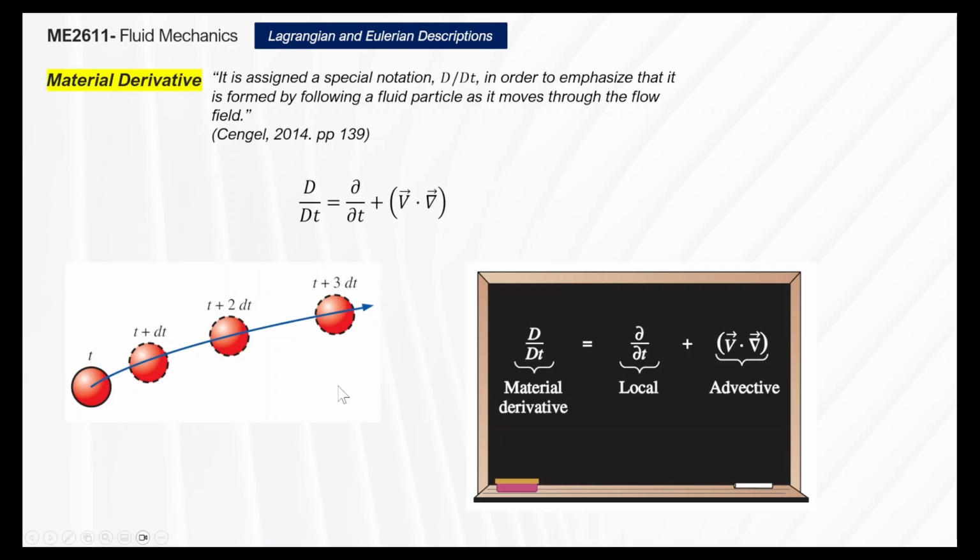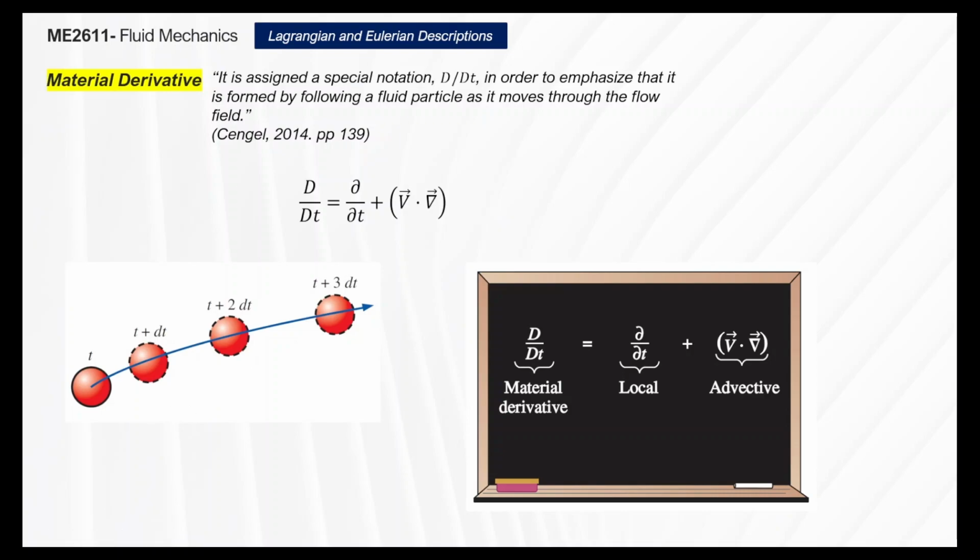Next is the material derivative. It is assigned a special notation, capital D with respect to Dt, in order to emphasize that it is formed by following a fluid particle as it moves through the flow field. When you apply the material derivative to a specific fluid property, for example velocity, temperature, or concentration, for a fluid particle, it accounts for both changes in that property at a particular location in space and how the particle moves through space.